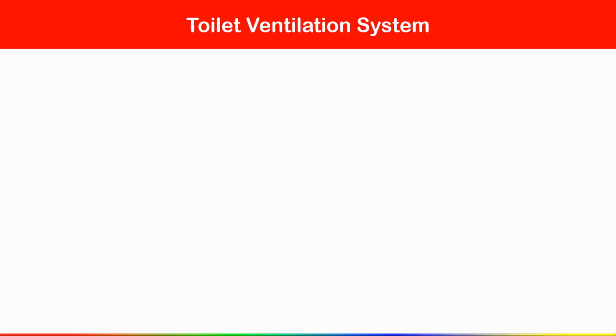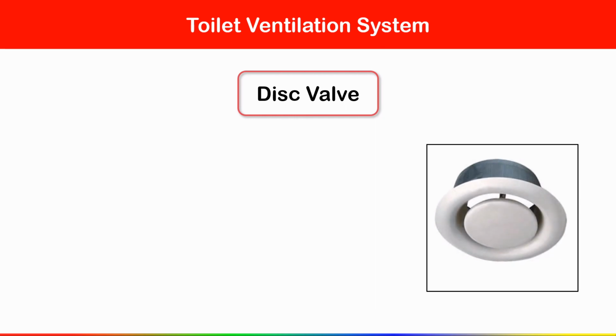Now here you can see the components of the toilet ventilation system. First we have a disc valve, and I have told you what a disc valve is. It is a simple air terminal device, similar to a diffuser. With the help of a diffuser you are supplying conditioned air inside the room, and you can return the air from the room to the AHU or FCU.